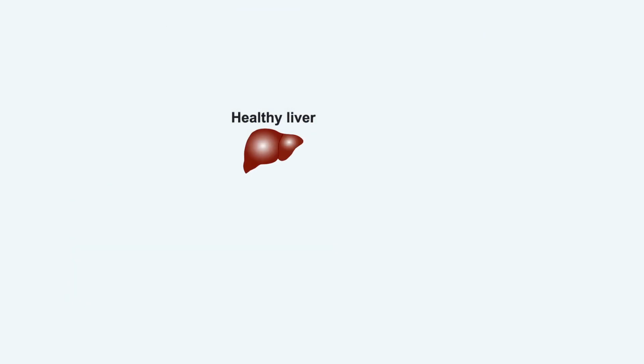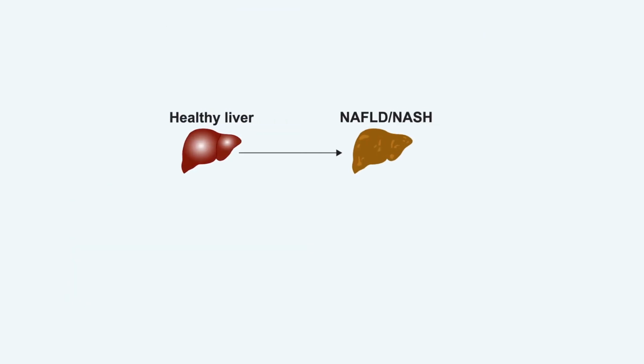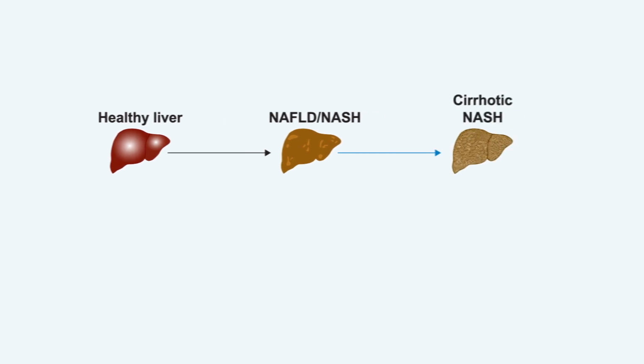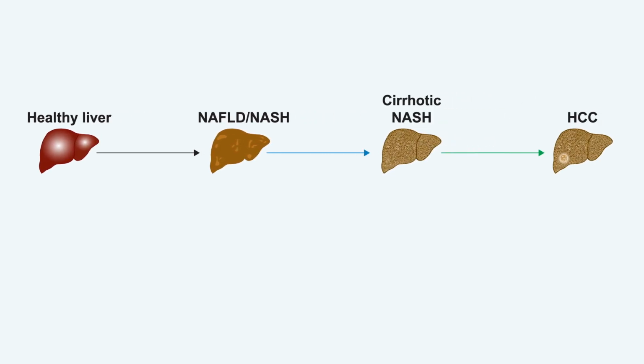Once you have NASH, you can have progressive fibrosis and you may go on to develop progressive liver disease leading to cirrhosis and hepatocellular carcinoma. Patients with NASH can also develop hepatocellular carcinoma even without having cirrhosis. Typically, the risk of hepatocellular carcinoma is higher once you've developed cirrhosis.